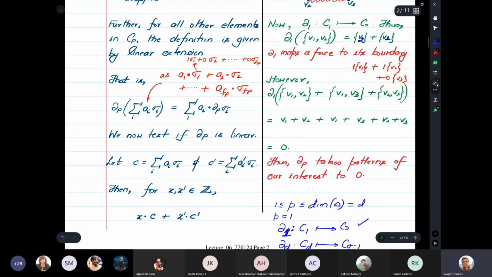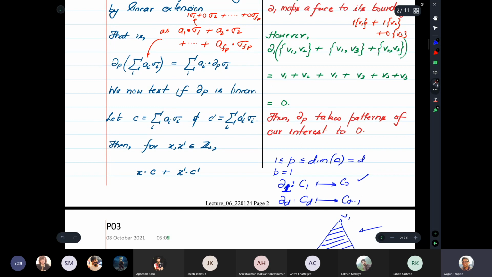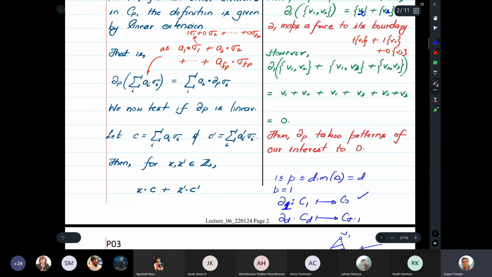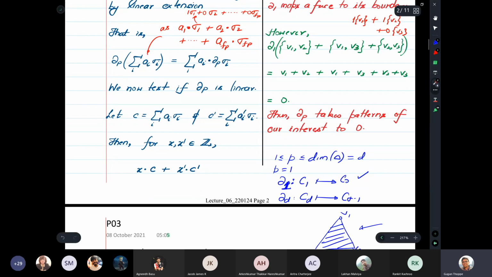Right? This is what we are going to verify. So linear means that it's a vector space homomorphism, right? Some of you may ask, didn't we verify that it's a vector space homomorphism? No. Here we just said that if we want this ∂_p to be a vector space homomorphism, then it is natural to expect that for any generic p-chain, the definition should be given in this fashion. However, from here we have not verified whether ∂_p is linear or not. That's what we are going to do now.